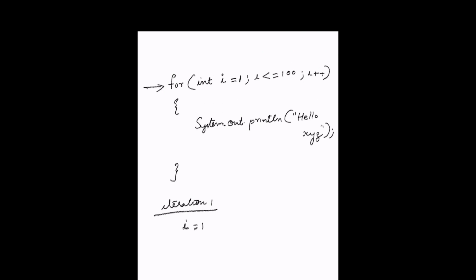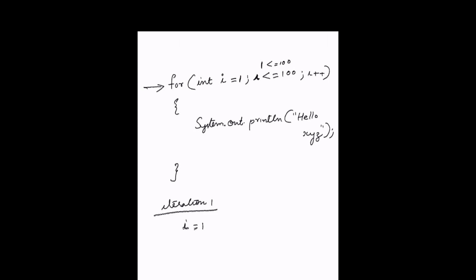Then after i has the initial value 1, it will check the value of i. The value of i is 1. So is this 1 less than or equal to 100? This is the condition, it is checking this condition. Is 1 less than or equal to 100? What do you think? So 1 is smaller than 100, so it sees that the condition is true.